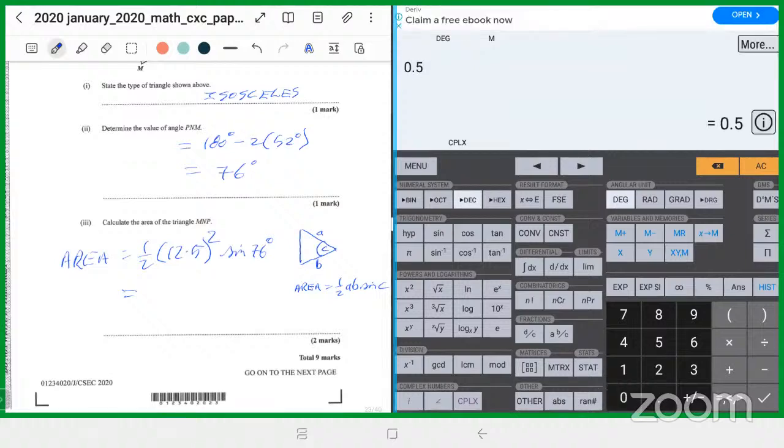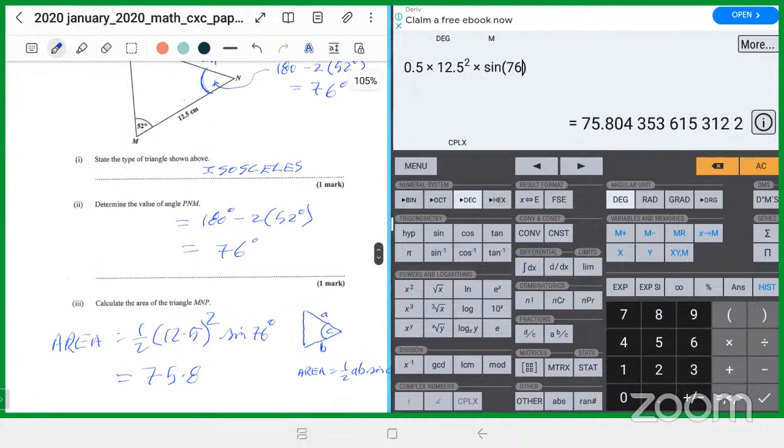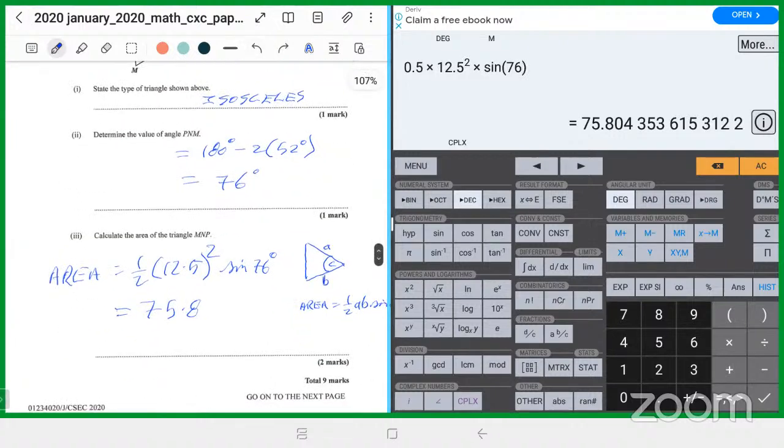0.5 is a half times 12.5 squared times the sine. You should calculate this in degrees. Yes, it is up there, DEG, of 76. So you're supposed to get 75.8. 75.8, and it is centimeters, right? Yes, centimeters squared. Centimeters squared. That's my answer.